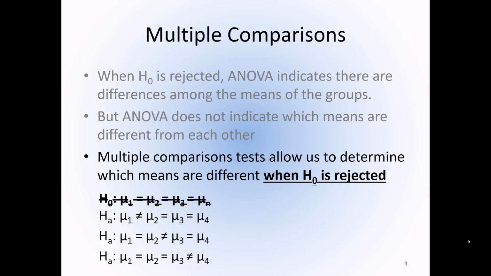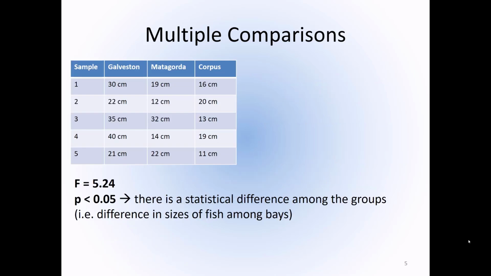Now the key is that the null hypothesis needs to be rejected before we can follow this step. So you cannot do multiple comparisons if the null hypothesis is not rejected. So this is a key. So let's go to our example from our fish in our different Bayes systems. Based on our ANOVA, we found that the F value was greater than our critical value, so we can reject our null hypothesis because we have a significant P value. So there's a statistical difference in the size of these fish. But then the question is, well, which Bayes are different from the others?